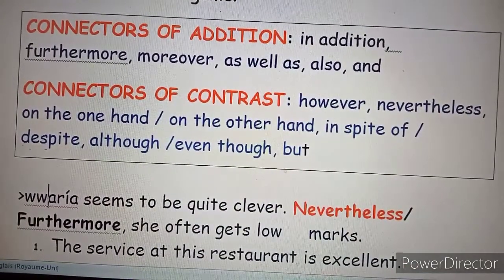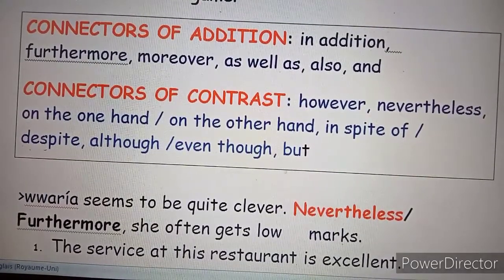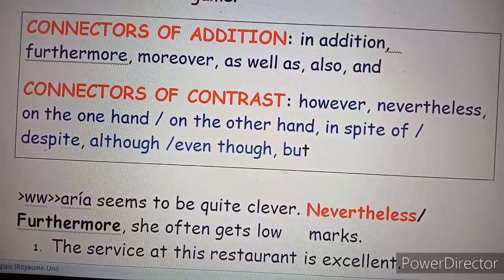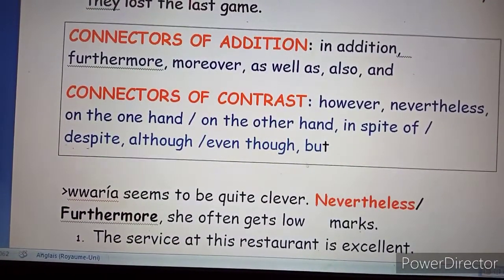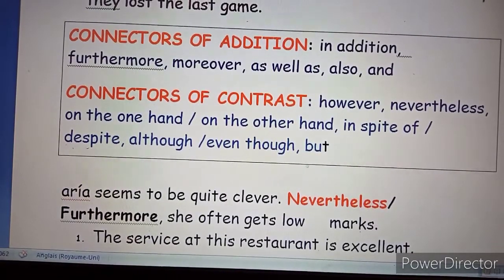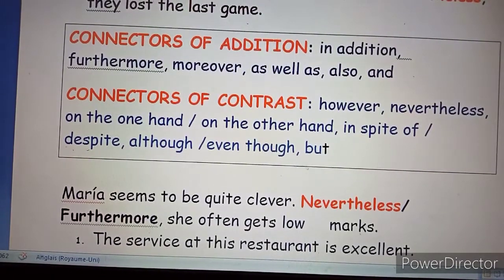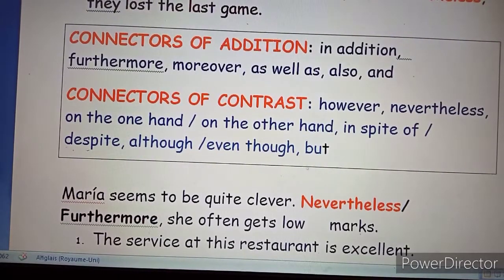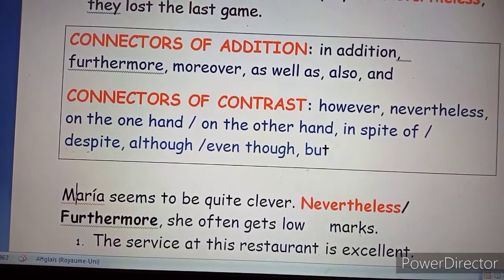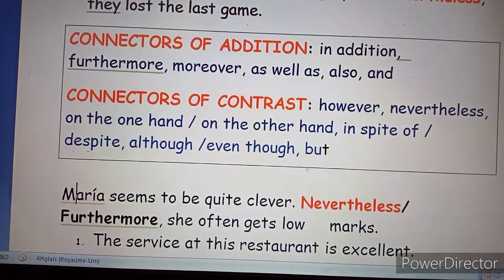So the main connectors of contrast are however, nevertheless, on the one hand, on the other hand, in spite of, despite, although, even though, but. Clear? So, however, nevertheless, on the one hand, on the other hand, in spite of, despite, although, even though, but.